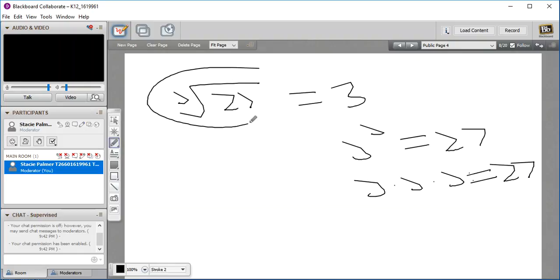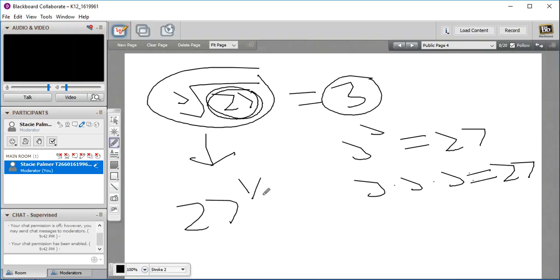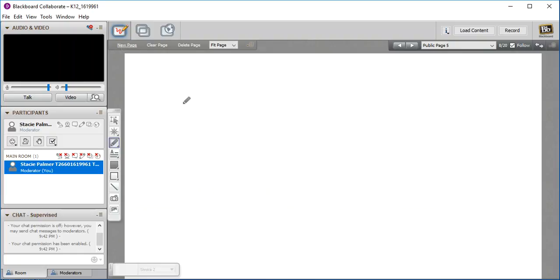So when we take the cube root of 27, we're trying to figure out what did we multiply by itself 3 times to get to 27, and that answer would be 3, okay? Another way that we can write this using a rational exponent is 27 to the 1/3 power. Okay, let's go ahead and look at another one.